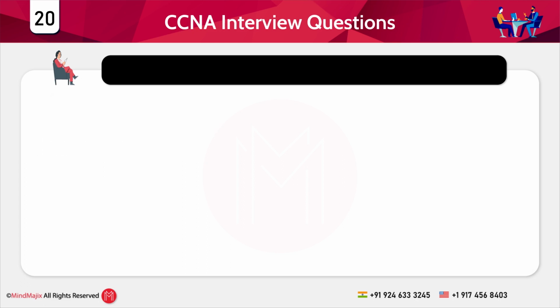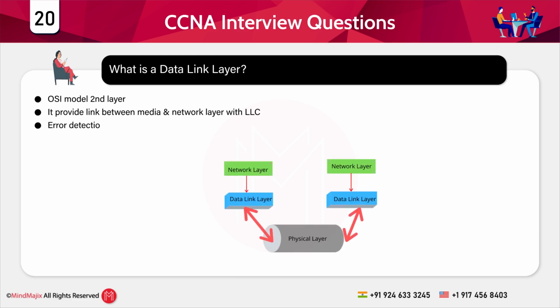Besides this, we have another question like data link layer. What is data link layer? So let's have an answer to this as well. This is the OSI model's second layer. Here we have physical addressing, for example MAC address, and it provides an error detection function as well with the help of the frame check sequence, FCS, available as a trailer, right? And it provides linking between the medium as well as the medium to the network layer.